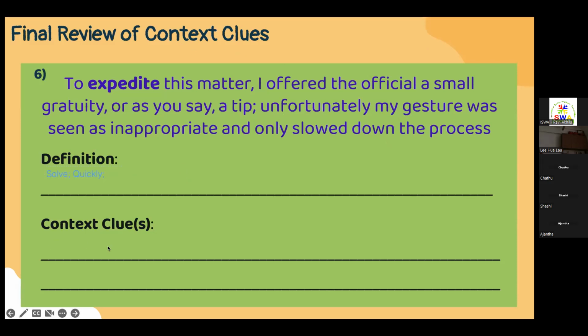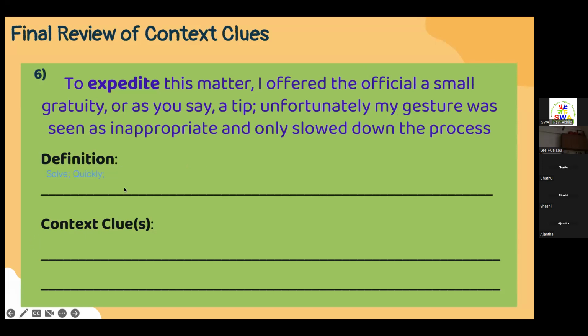Can anyone give it a try? We haven't heard from Chatu, Ajanta, Jamika, Mahisha. And I think we have Imandi and Tanuka, new students joining us too. Does anyone want to? Antonyms. Sashi, why is it antonym? Which part of it is antonym? Slow down the process.